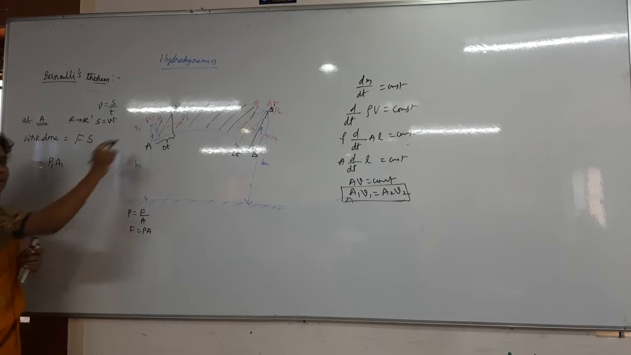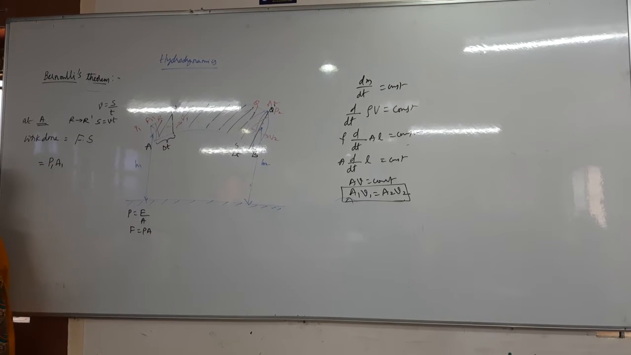How much displacement is it traveling? R to R dash. With what velocity is it moving? V1 velocity, in delta t time. So that is V1 into delta t. This is the work done at the end A. Right. Then we will find out the work done at B.